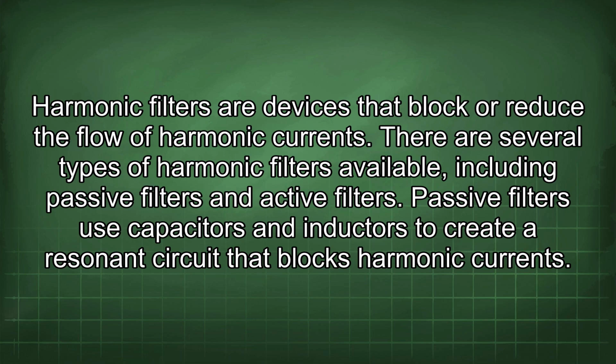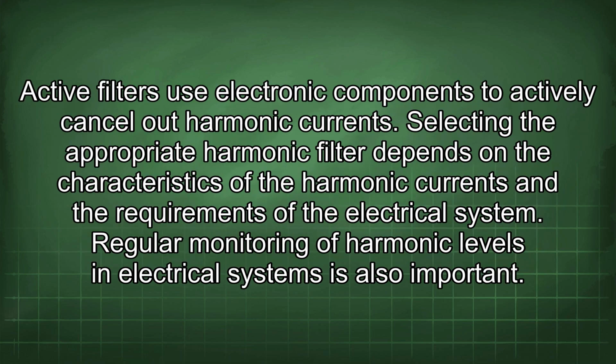Passive filters use capacitors and inductors to create a resonant circuit that blocks harmonic currents. Active filters use electronic components to actively cancel out harmonic currents. Selecting the appropriate harmonic filter depends on the characteristics of the harmonic currents and the requirements of the electrical system.